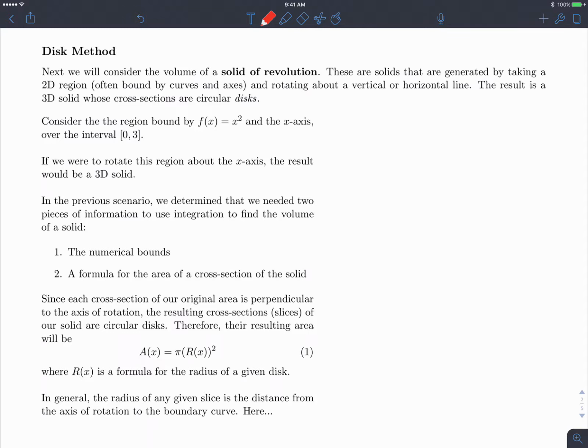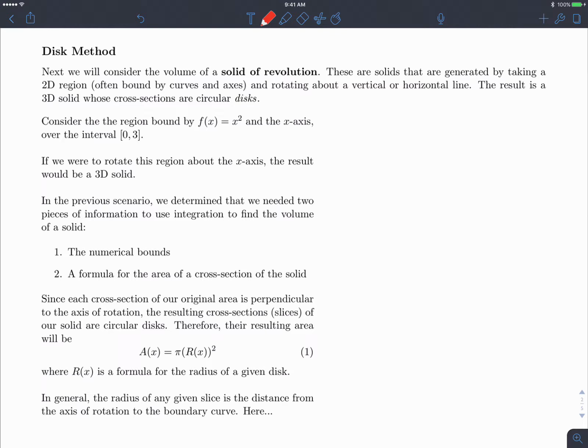Okay, so now we're going to start putting this into action, this idea of finding volumes of solids. In this particular section, we're going to focus on what we call solids of revolution. So these are essentially three-dimensional solids that are generated by taking a two-dimensional region, something like area under a curve, or in between two curves, and rotating it about an axis, be it vertical or horizontal, resulting in some sort of a three-dimensional shape whose cross sections are circular disks. And that's why this is going to lead us to what we refer to as the disk method.